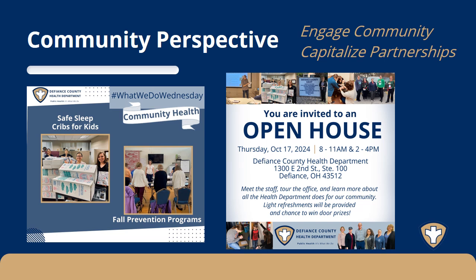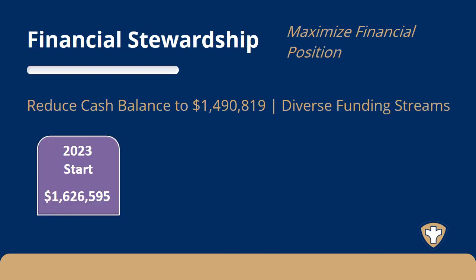Both of these initiatives on the screen, again, are an example of how when we set goals or objectives, together we can identify additional things that can align with whatever those goals are. And in this case, we're trying to engage our community and capitalize on partnerships. Both of these examples on the screen show how we were able to do that successfully.